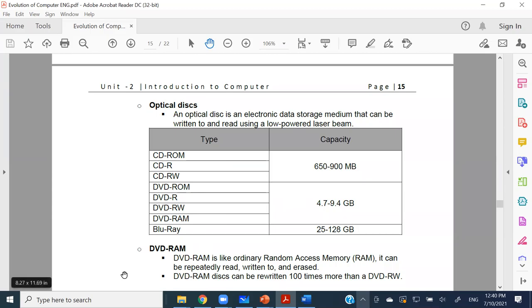Same goes with the DVDs. DVD ROMs are there, DVD writers are there, DVD RWs are there, rewritables are there. And there is something called DVD RAM as well. So DVD RAM is something like a DVD which can be written to once only, but we can write it segment by segment, right?